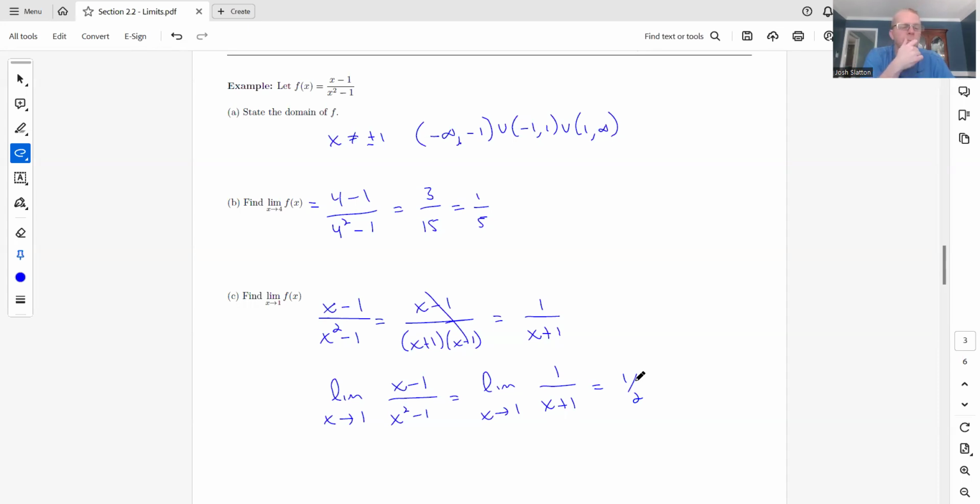Is it continuous at 1? It is not continuous at 1 because the value f of 1 does not exist. And so it's impossible using the definition of continuity. This would have to equal f of 1, but f of 1 is not defined, so it's not continuous at 1. You can tell that by looking at the graph. If we look at the graph, there would actually be a hole.